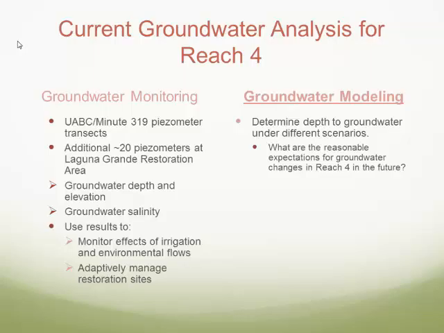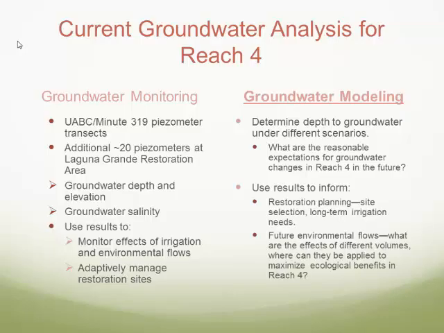So the second major component is a project that's funded through the Desert Landscape Conservation Cooperative to do some groundwater modeling for Reach 4. And the idea, and this is what I'll be spending the rest of the talk talking about, is to determine what the depth to groundwater distribution would look like across Reach 4 given combinations of different scenarios. And really, it's what are the reasonable expectations for what we'll see in the future with groundwater levels, and what does that mean for active restoration as well as conserving existing vegetation that's out there, which is what I have here.